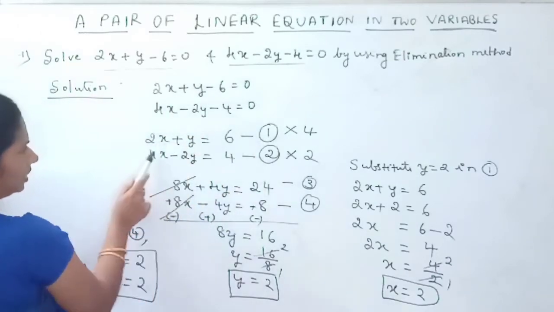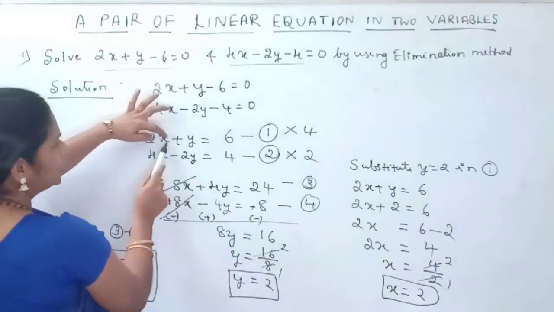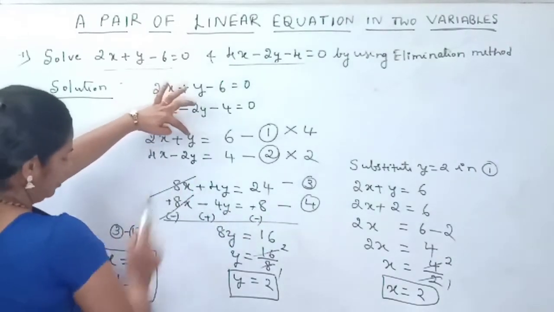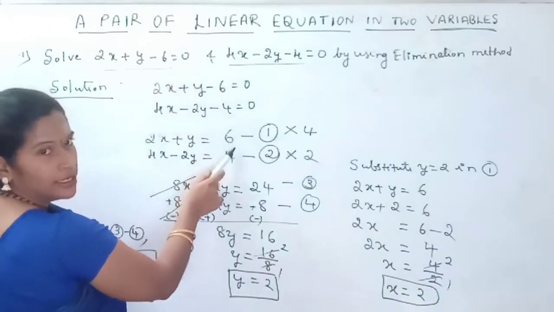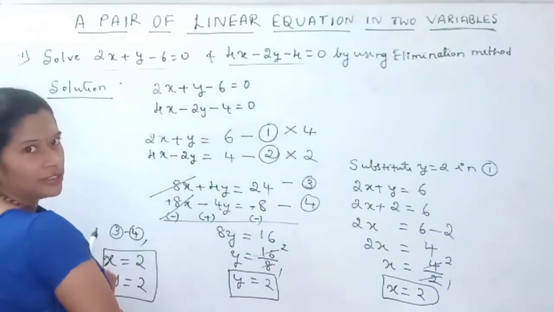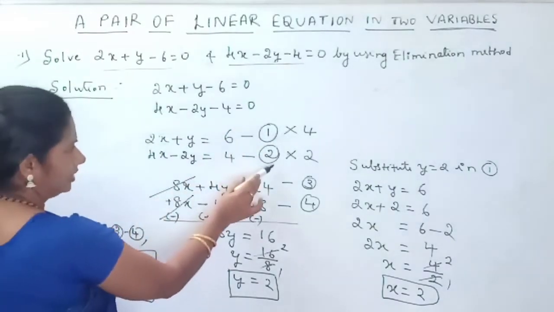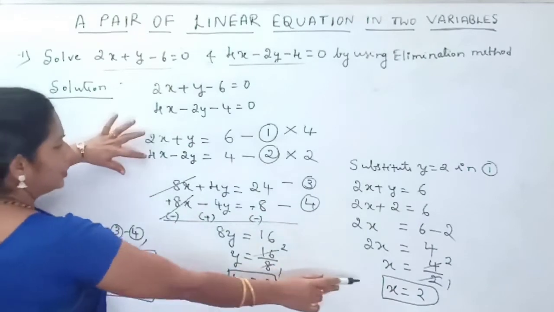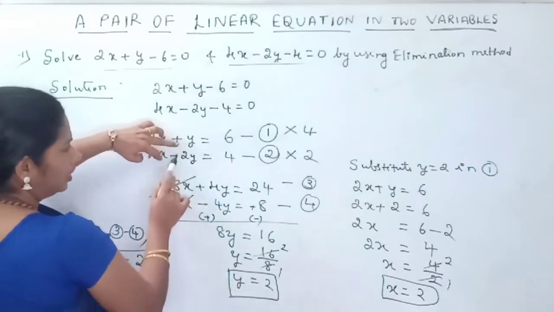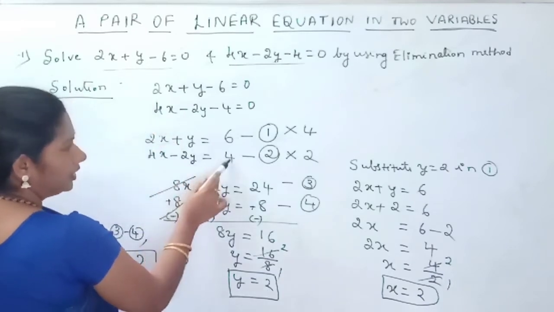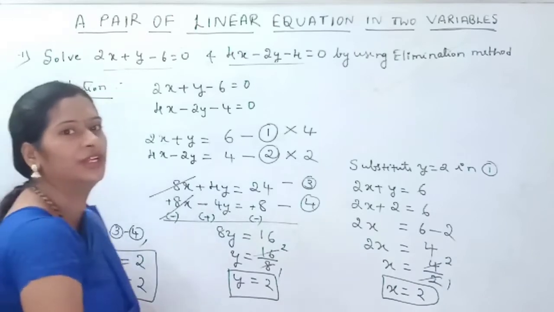So let us substitute in equation 1, 2 into x value is 2, 2 2s are 4, 4 plus y value is 2, 4 plus 2 is 6. LHS is equal to RHS you are getting, so your answer is correct. You can substitute in second equation also. 4 into x, 4 2s are 8 minus 2 into 2, 4. 8 minus 4 is 4. So your answer is correct. Like that you can verify your answer.